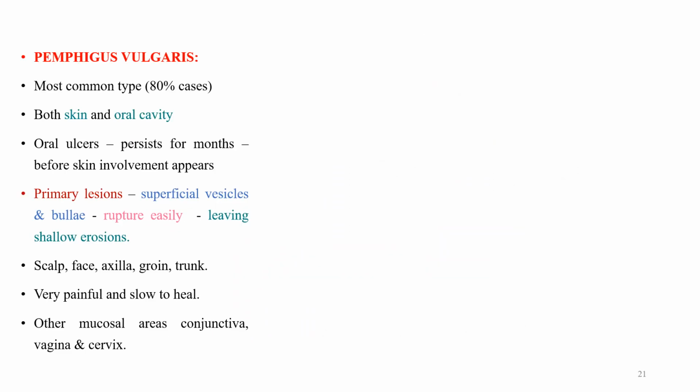Coming to the clinical features of pemphigus lesions, among the four variants of pemphigus, Pemphigus vulgaris is the most common type. This occurs in the 5th to 6th decades of life with equal gender predilection. This involves both skin and mucous membrane like oral mucosa and genital mucosa. In the oral cavity, the symptoms appear as much as 1 year prior to development of skin lesions.